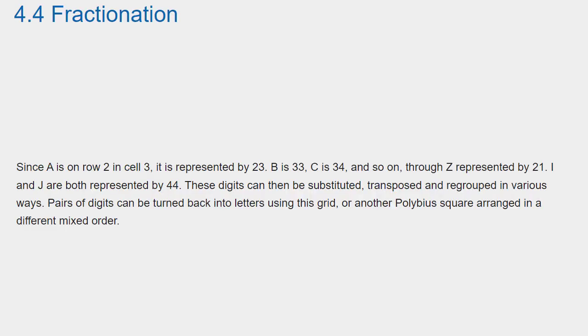Since A is on row 2 in cell 3, it is represented by 23. B is 33, C is 34, and so on, through Z represented by 21. I and J are both represented by 44. These digits can then be substituted, transposed, and regrouped in various ways. Pairs of digits can be turned back into letters using this grid, or another Polybius square arranged in a different mixed order.